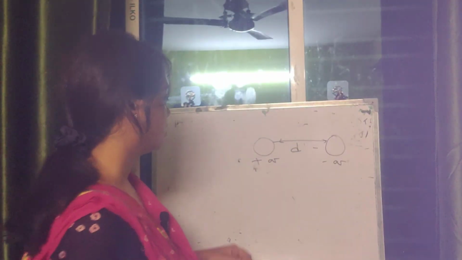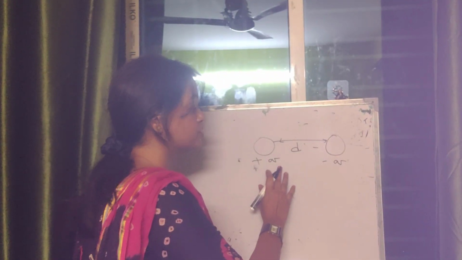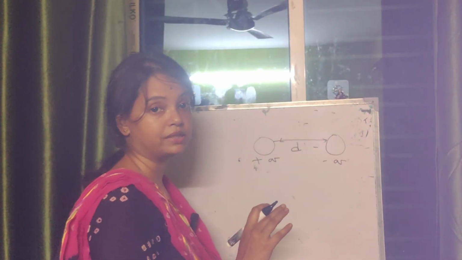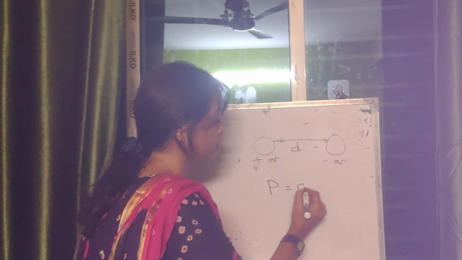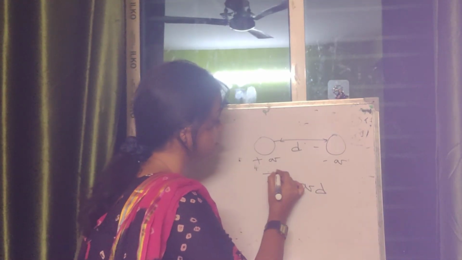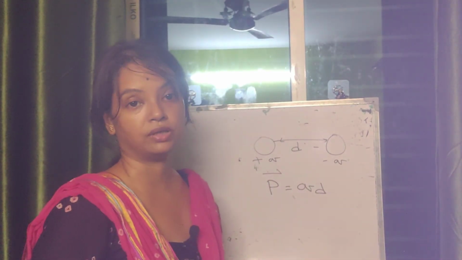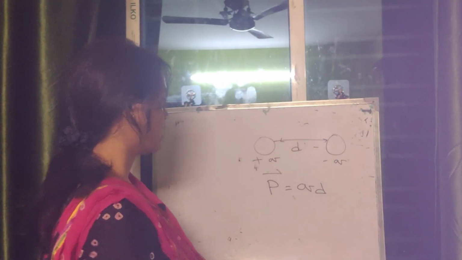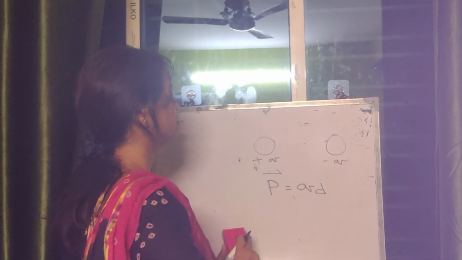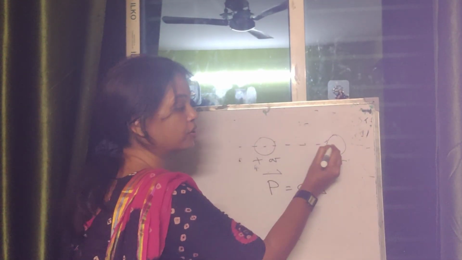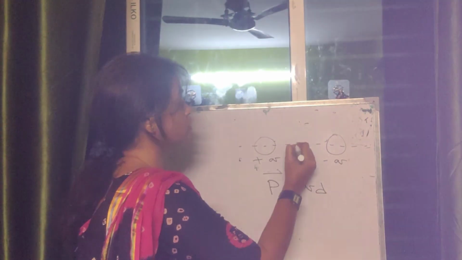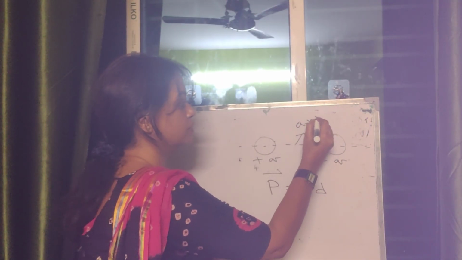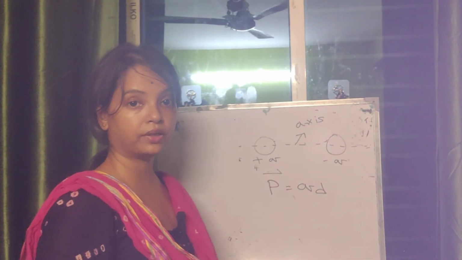Now let's learn about the dipole moment. Whenever this charge q is multiplied with the distance d, it gives the value of the dipole moment, and it is a vector quantity. The line joining these two charges through the center of the charges is called the axis of the dipole. Okay.